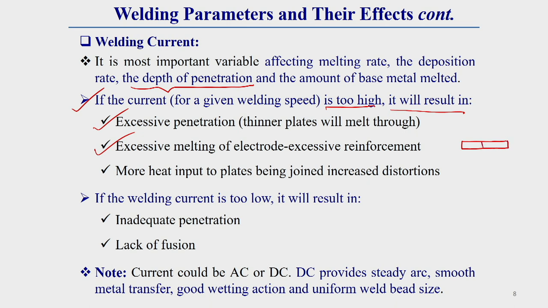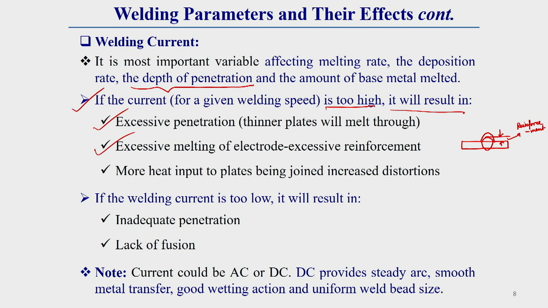Reinforcement means, generally, if you do the welding, the bead shape becomes like this. Above the surface of the base material, some portion of the material is deposited toward the surface of the base material. This portion is called reinforcement. If the melting rate of the electrode is higher due to current, this reinforcement height will be more. That means more material will be deposited toward the surface.